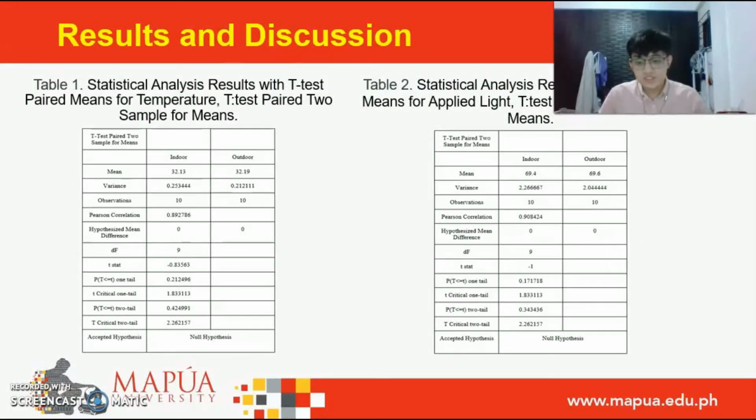For the results in the discussion, the t-test for comparison of temperature and applied light both did not reject the null hypothesis, meaning that the comparisons have no significant difference. The P two-tail values are 0.424991 and 0.343436, which are higher than 0.05.